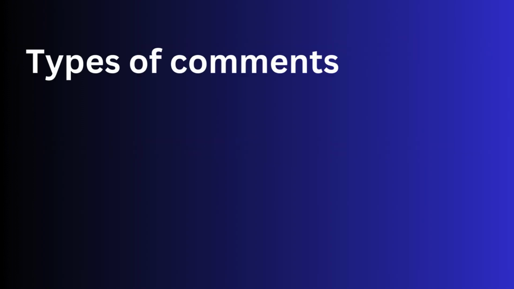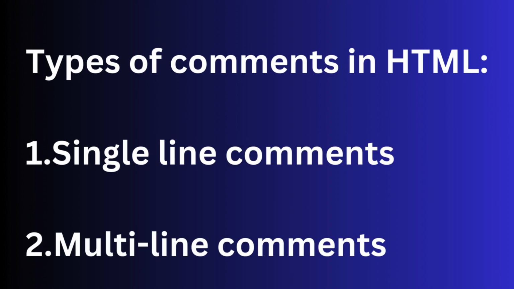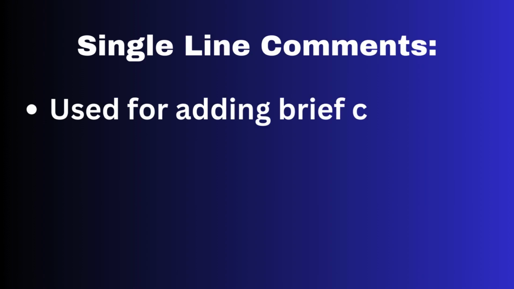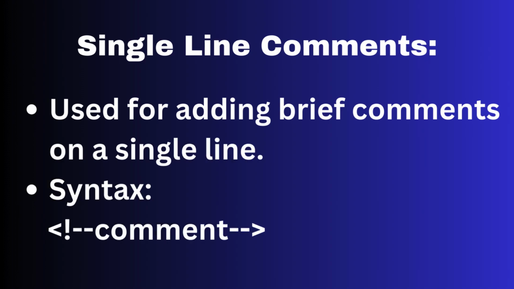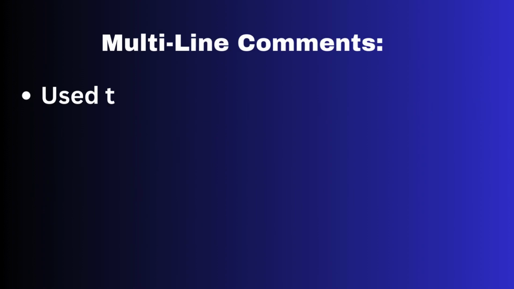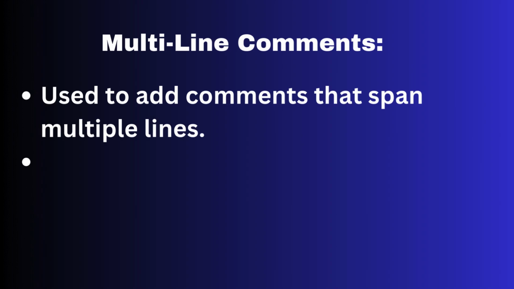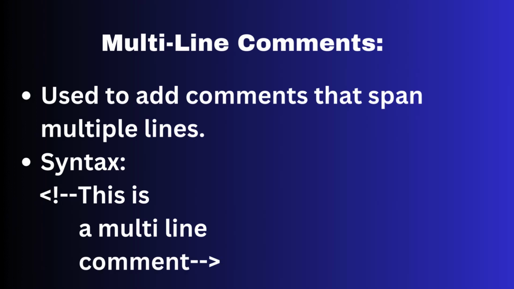There are two types of comments in HTML: single line comments and multi-line comments. Single line comments are used for adding brief comments on a single line in your HTML code. They are written using same syntax as we have seen before. Multi-line comments, on the other hand, are used when you need to add comments that span multiple lines. They start with opening tag and exclamation mark, dash dash, and end with dash dash, closing tag. Everything between these symbols, even if it spans several lines, is treated as a comment.